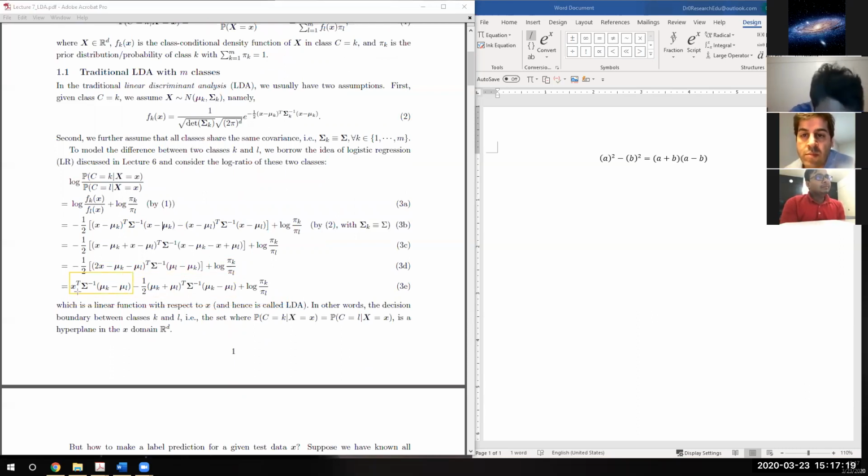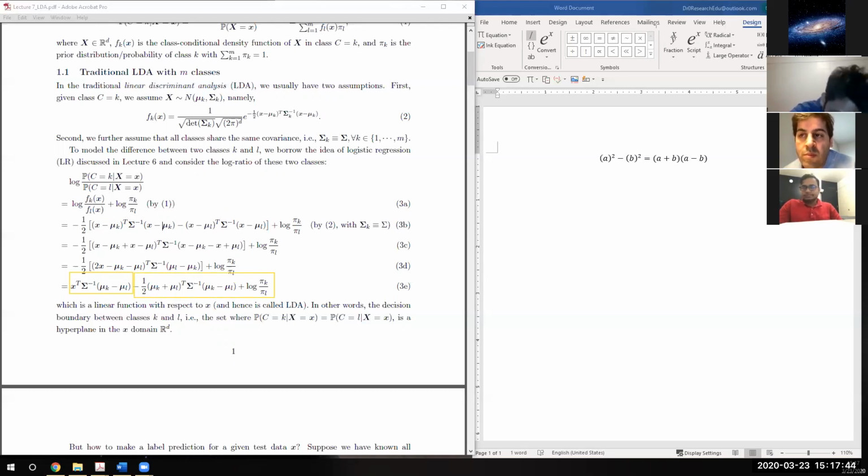For a given x, this is what? This is linear. See it? Because inverse of sigma times mu k minus mu l, this is a parameter, like a coefficient of x. And have a look at the second part. This is what? There's no x here. So the total equation of 3e is what? It is a linear function with respect to x. See it? It is actually the same as this.